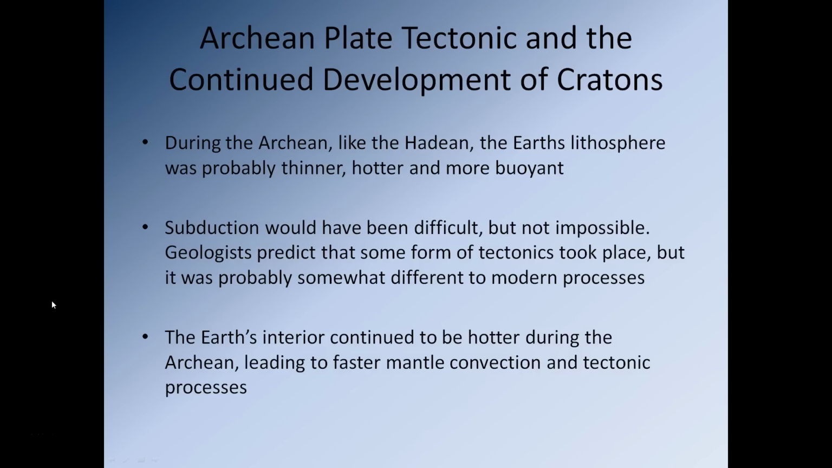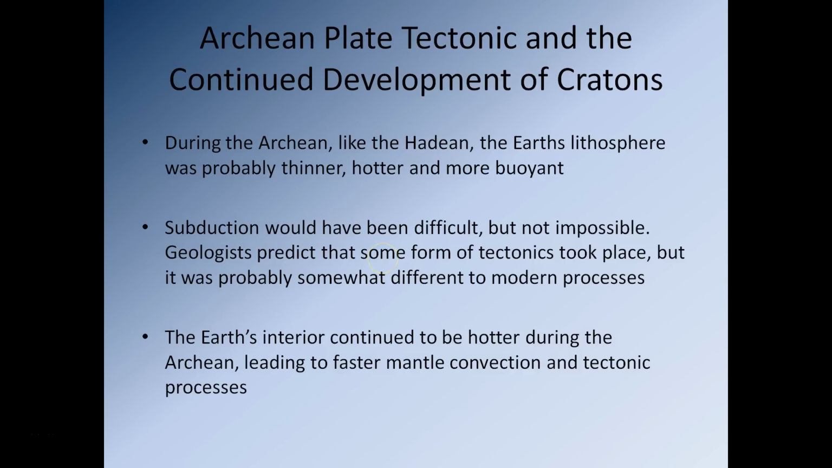Okay, so now let's think about Archean plate tectonics and the continued development of Cratons. So during the Archean, like the Hadean, the Earth's lithosphere was probably thinner, hotter, and more buoyant. And this means subduction would have been quite difficult, if not impossible. So just think about it this way. If the Earth's mantle is very, very hot, it naturally wants to rise. So if you're trying to subduct something down into it, if you're trying to push down a piece of crust into that mantle, it's going to be a lot more difficult than it is now, because the very hot mantle during that time is going to be pushing up. So it makes subduction very, very difficult.